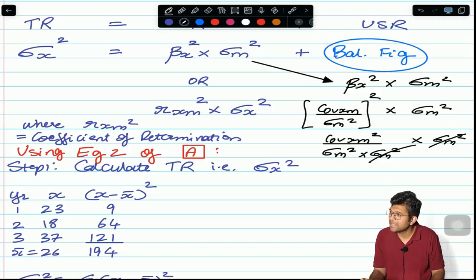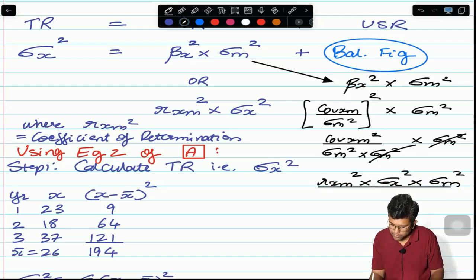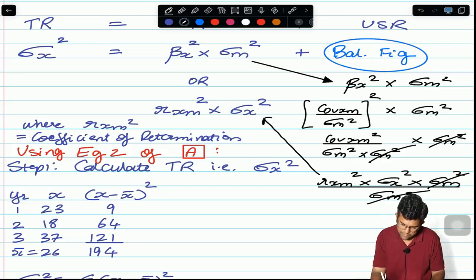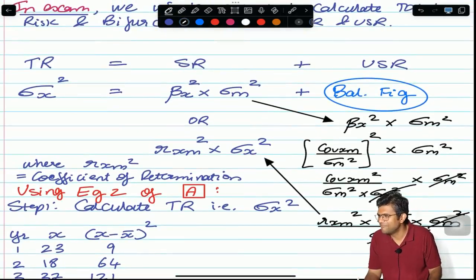Now covariance xm is what? You remember covariance is nothing but Rxm into sigma x into sigma m square. Covariance square is there, na, in numerator. The whole upon sigma m square. Now this sigma square and sigma m square get cancelled. And what is left is this formula. Understood? Time pass we are doing. You understand? I'm just trying to tell you both are same only. Everybody clear? Both are same only.